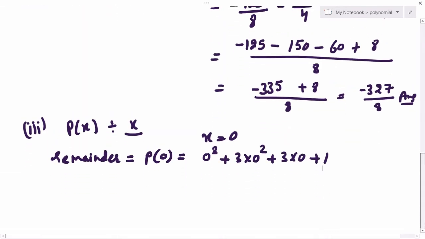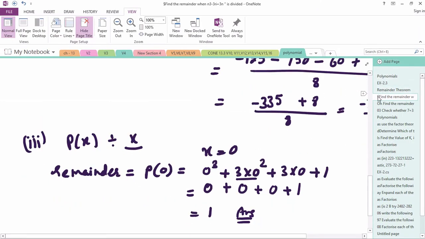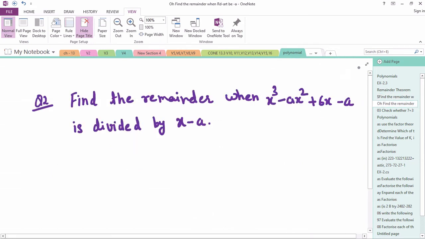Now I will simplify it here. 0 raised to power 3 is 0. 3 multiplied by 0 is 0, plus 0, plus 1. All of you know when you multiply any number by 0, you can directly write down here 0. So this is 1. So आपका remainder क्या आ गया यहाँ पे 1. This is your answer. Children, these are very simple questions. You can try it yourself. Rest of the part you can try it yourself.